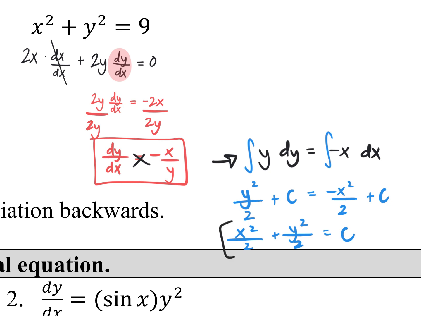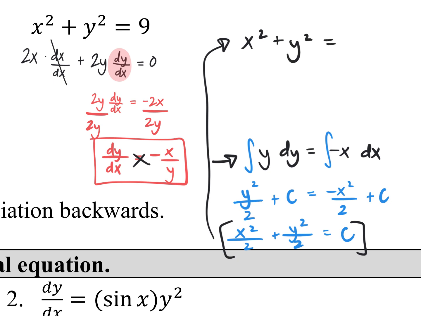If I multiply everything by 2, I'm going to write my answer up here because I ran out of space. I would end up with x squared plus y squared is equal to, well, 2 times c. We're not going to write it as 2c. 2 times a number is still just going to be a number, so I'm going to write it as equals c. Okay?